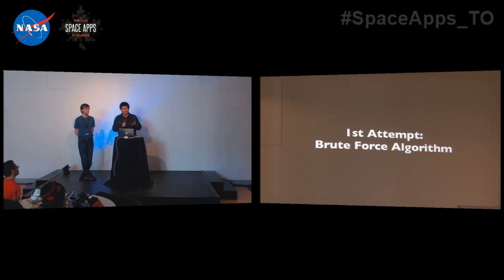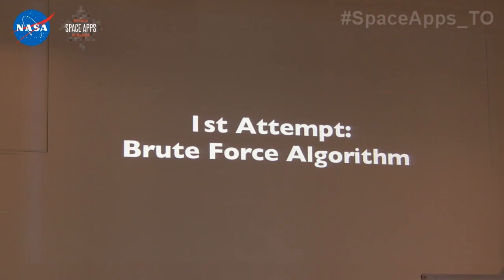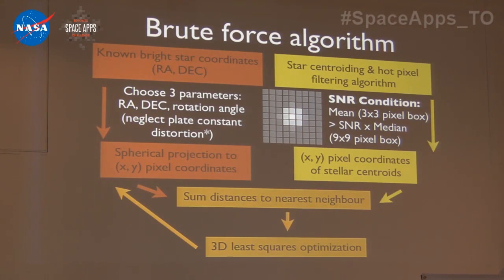So whenever you have this kind of spatial orientation problem, you do a brute force algorithm, right? So that was the nice thing to do. So on the right side, you just implement a simple star centroiding algorithm. And on the left, you start with some database of known stars. And then you do a simple least squares calculation.